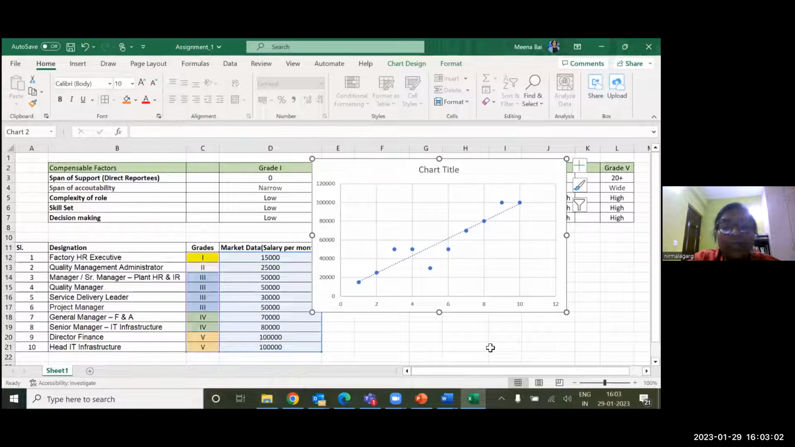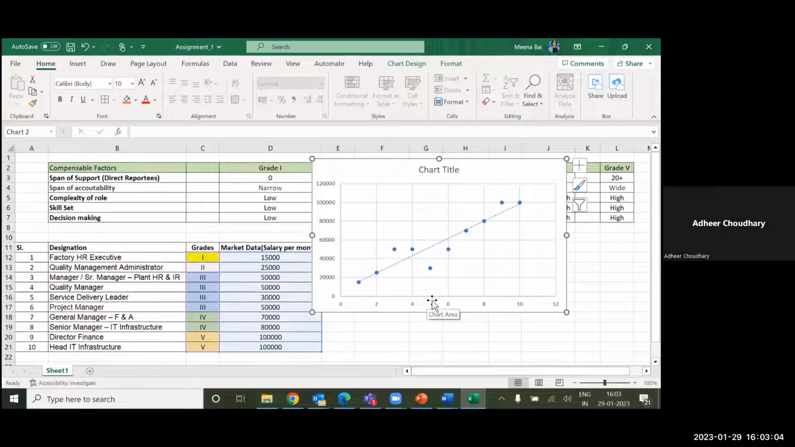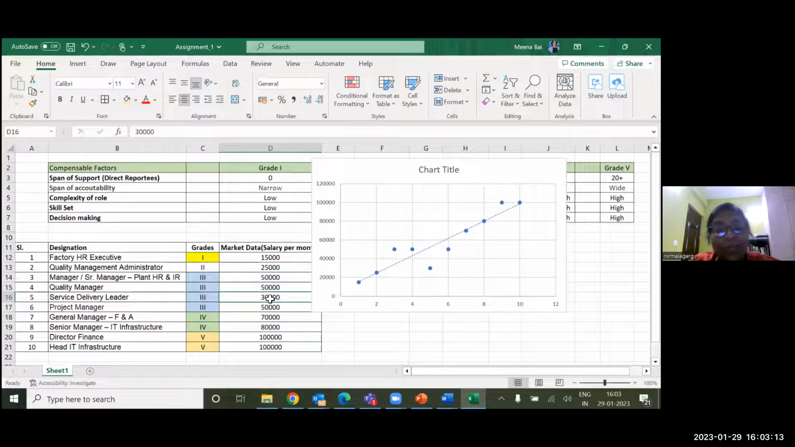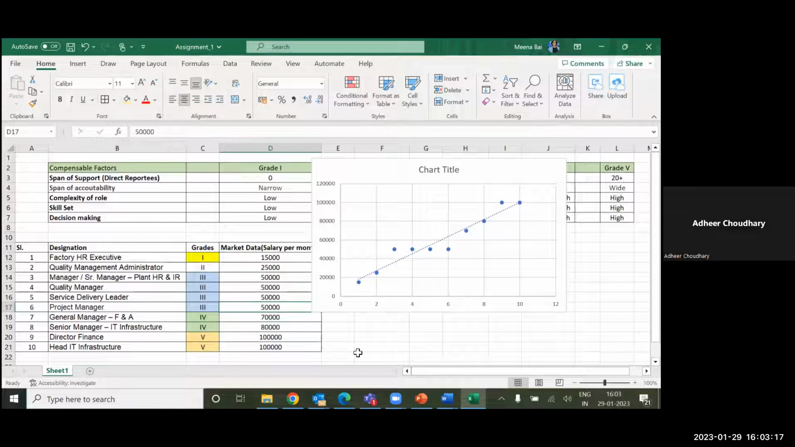Nirmala, for grade 3, service delivery leader, I think it should go up. It was not revised from 30 to 50. No, that's what I'm just trying to show you. Now, can you see?